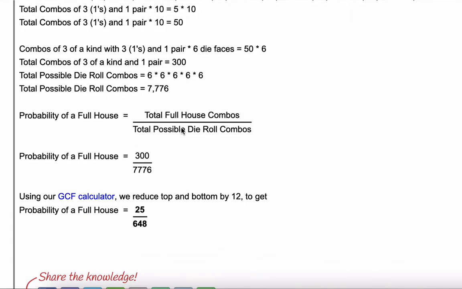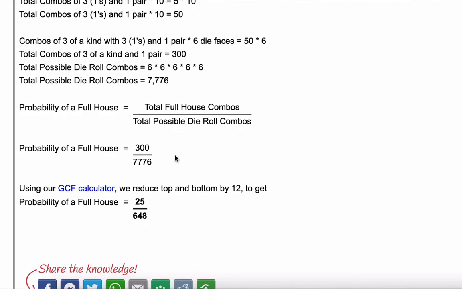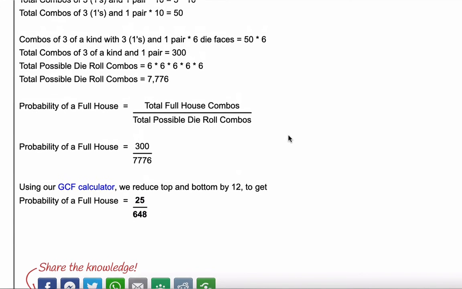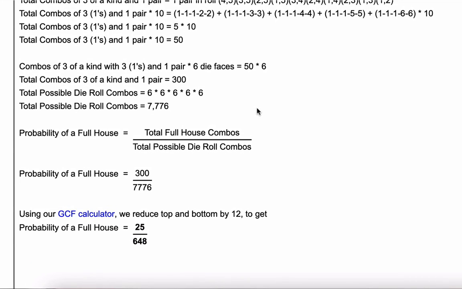7,776. We divide 300 by 7,776, we simplify with the greatest common factor of 12, and we get 25 divided by 648. Just to recap, we want to find all the combinations of 3 of a kind and then a pair, and we want to go through each die face for each of those, and you get all your combinations.